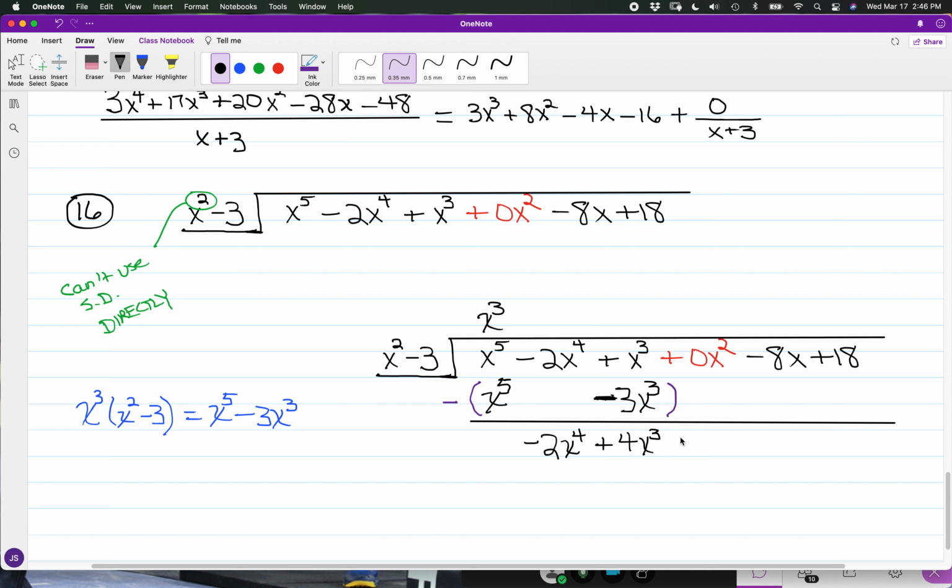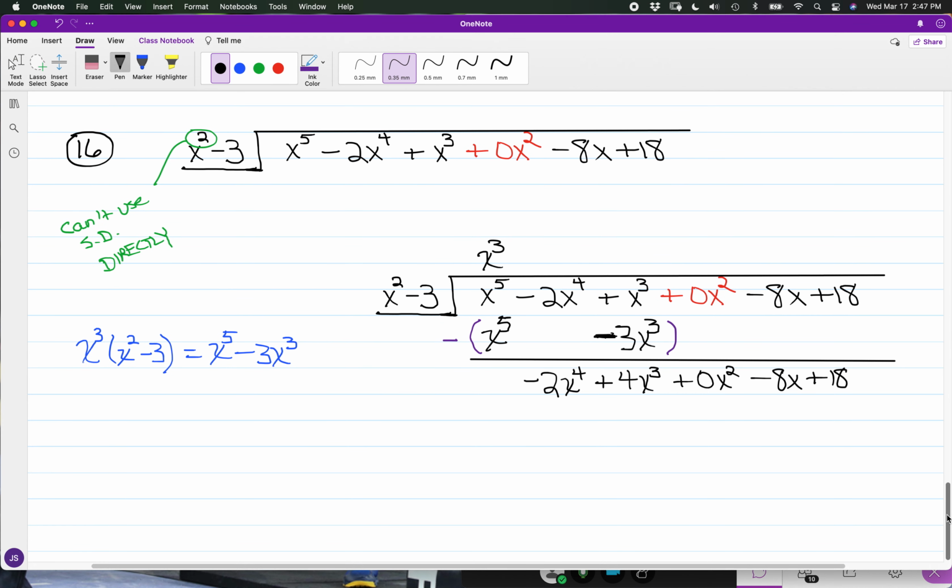The next terms come from 0x squared on down, so those have not been affected yet. I had 0x squared because I do have the minus 8x. But since you can have 0x in the divisor, you can do that as well. That's an option. If you have x squared plus 0x minus 3, you can do it that way too.